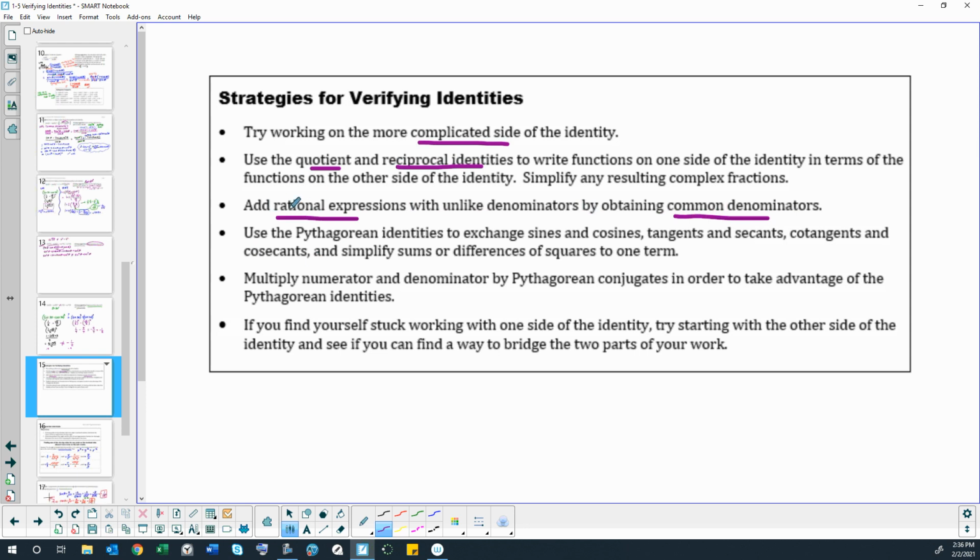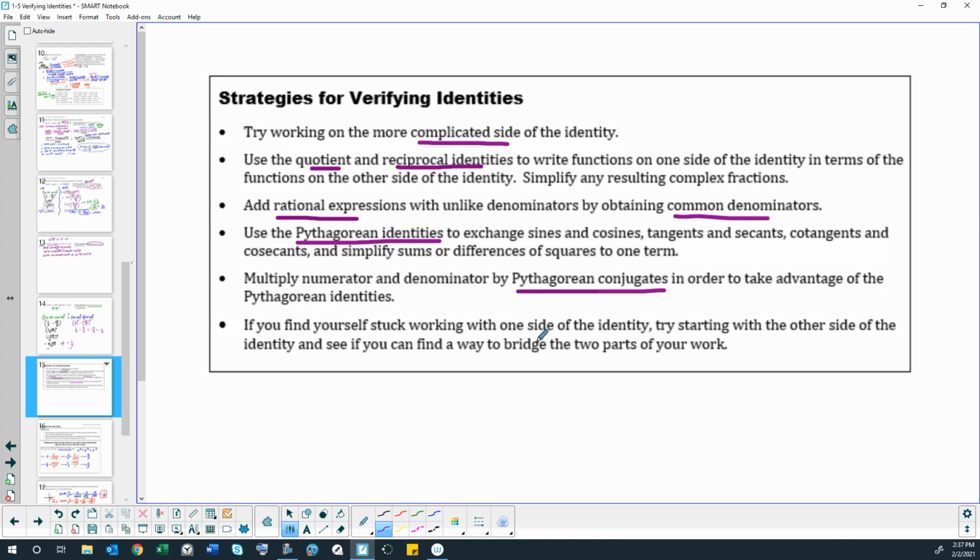So if this were, I mean, we would learn this in Math 1050. Rational expressions are those fraction ones, right? Use Pythagorean identities to exchange sines, cosines, tangents, and secants, cotangents, and cosecants. Simplify sums or differences of squares to one term. So Pythagorean identities. Multiply by a conjugate so that we turn it into a piece of a Pythagorean identity. We've also multiplied the numerator and the denominator by other things to get them to match what we're looking for, right?